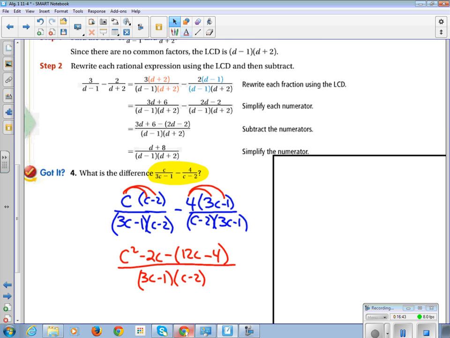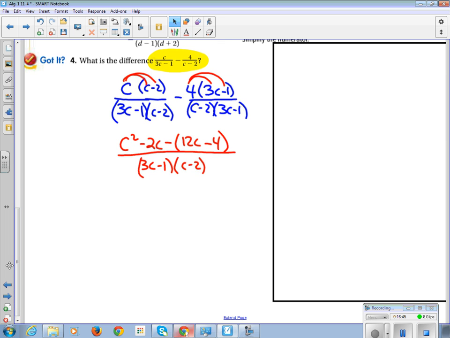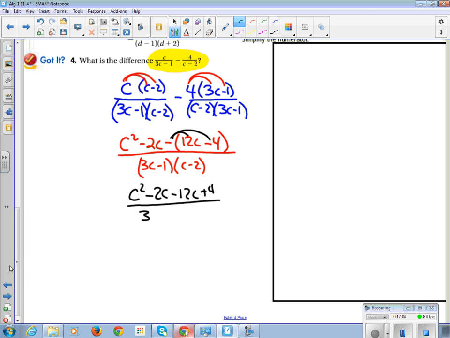A little bit more here. Make sure that when you're distributing, you go ahead and put it in parentheses. That way the negative stays where it needs to be. So I'm going to distribute out this negative, minus 12C. A negative and a negative gives us a positive. All right, C squared minus 14C plus 4.